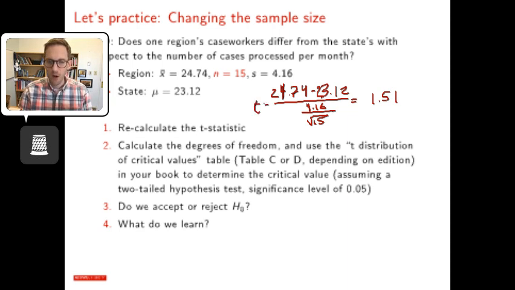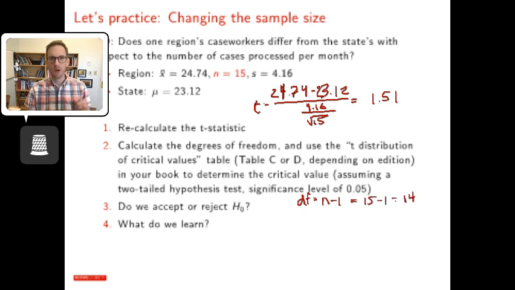And then if I go to a t-distribution chart and look at the degrees of freedom, I need to calculate them. Well, I know degrees of freedom is my sample size minus 1. So in this case, it's 15 minus 1, which is 14. And when I look on that table with a two-tailed test and a significance level of 0.05, I get a critical value of 2.145. Now in this case, 2.145 is greater than my test statistic of 1.51 that I calculated above.